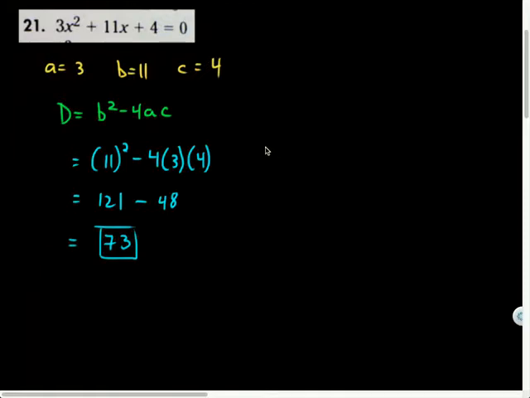So a positive discriminant tells me what? That I have 2 solutions. 2 real solutions. And this is not a perfect square. So what else does that tell me? That they are irrational.